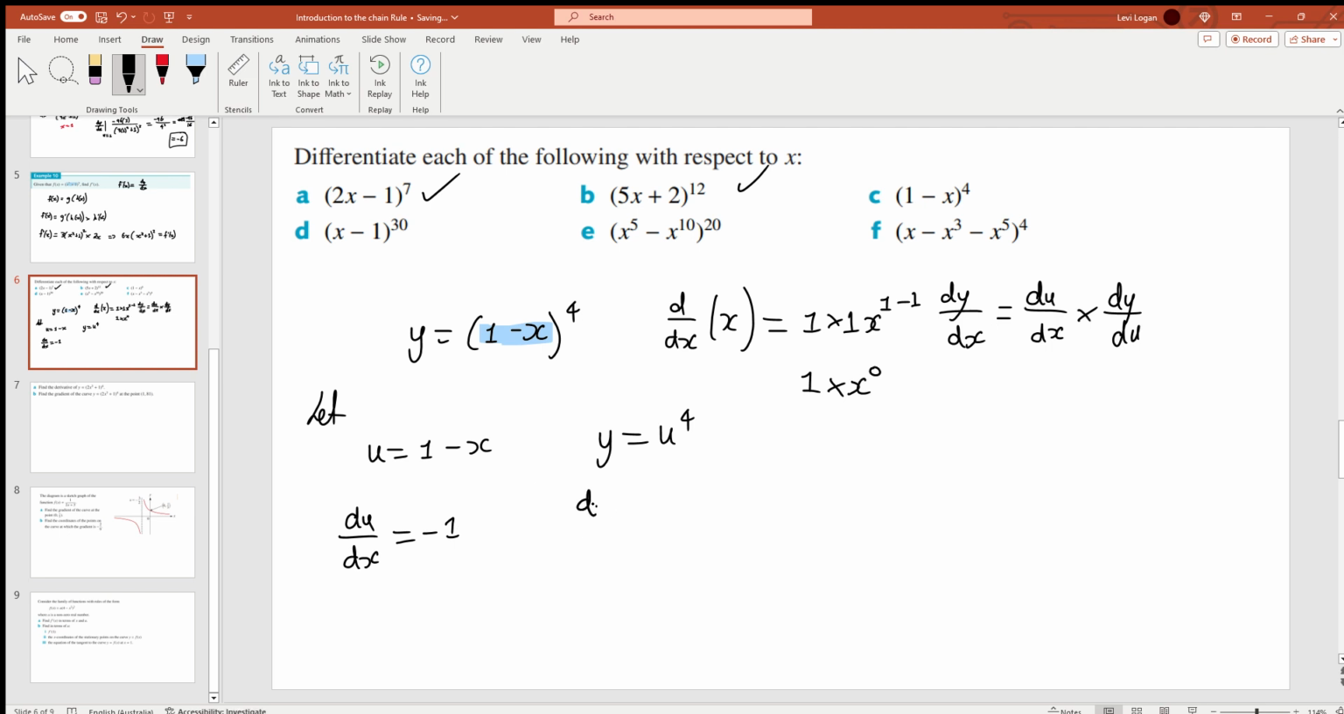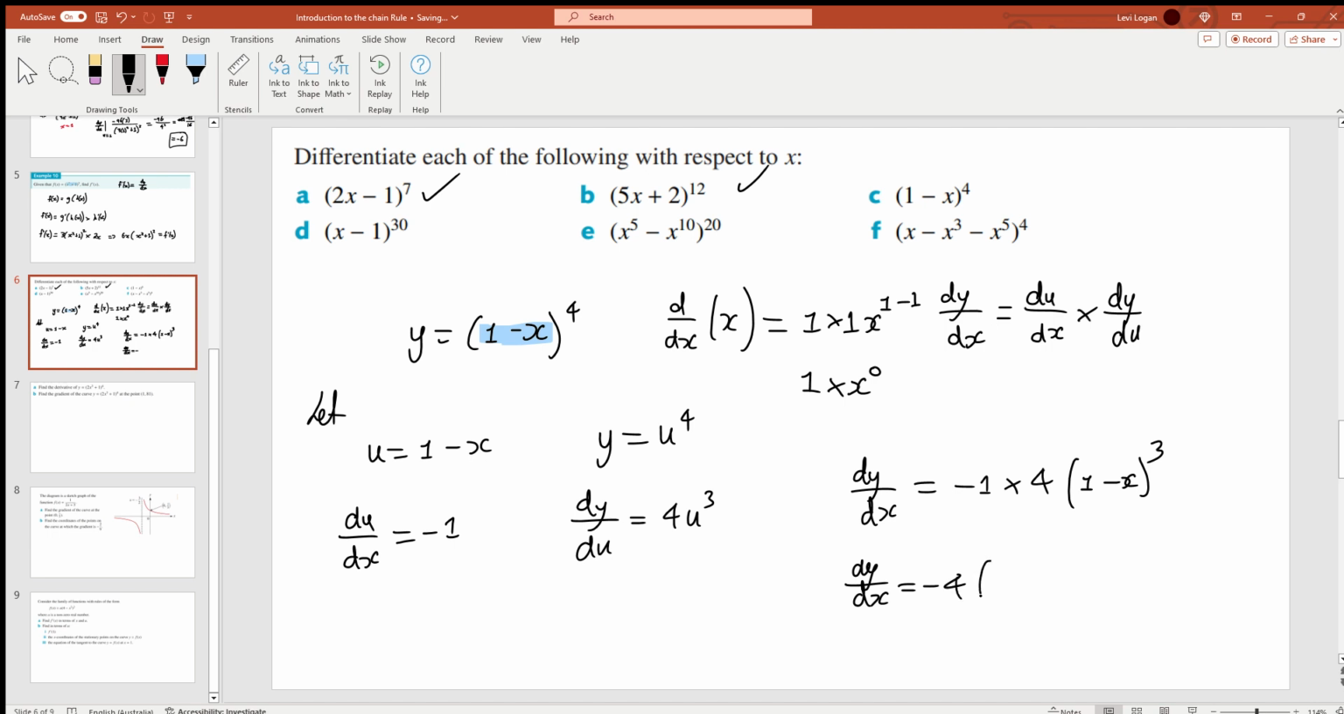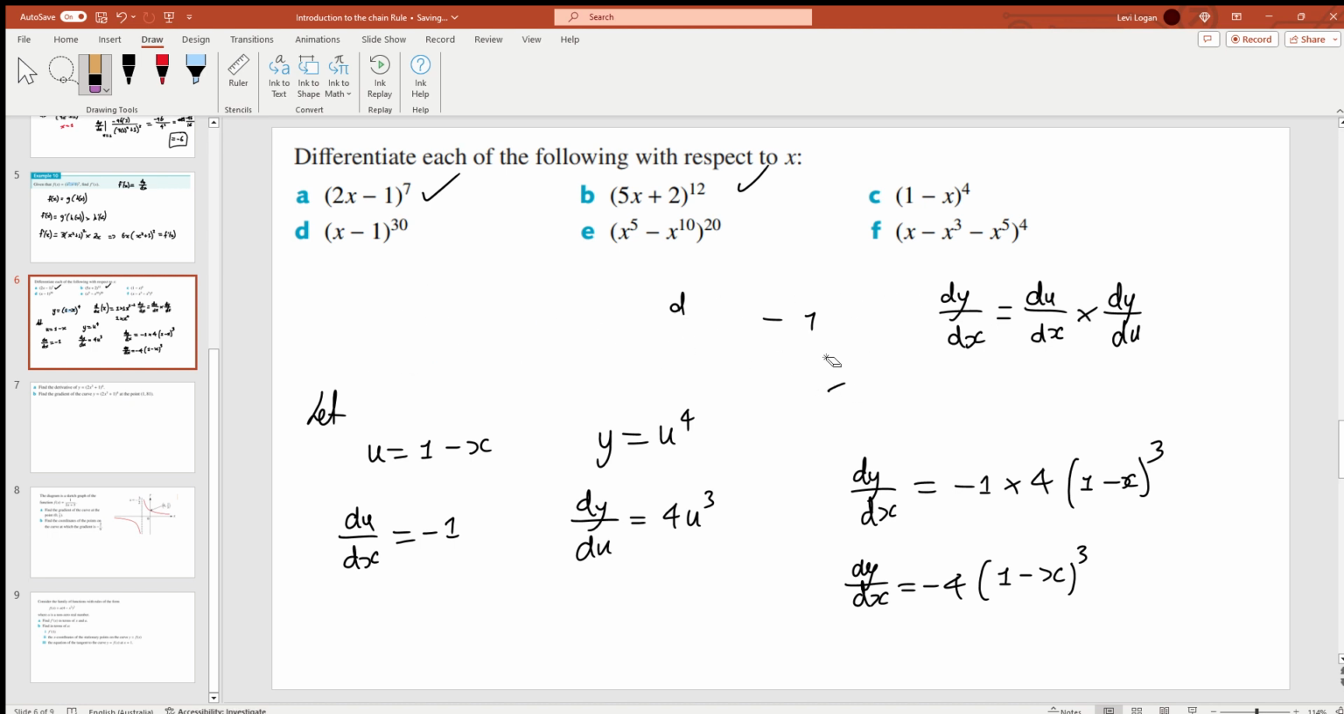And this one here, dy/du, is going to be 4u to the power of 3. So that means dy/dx is going to be negative 1 times 4, substituting the u back in there. So it's going to be (1 minus x) to the power of 3. So dy/dx is negative 4(1 minus x) to the power of 3. And that's it. Same deal with all these ones here, but I'll just go through all of them and show you how to do it.